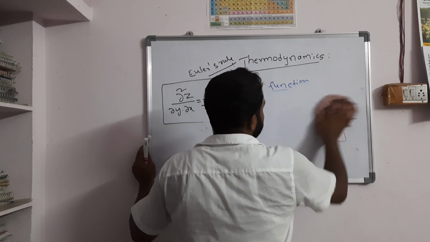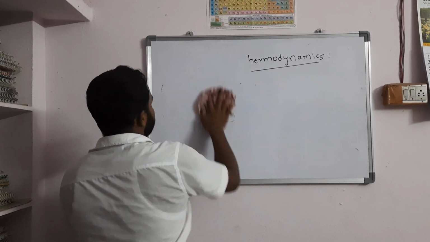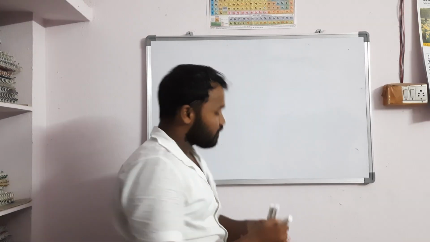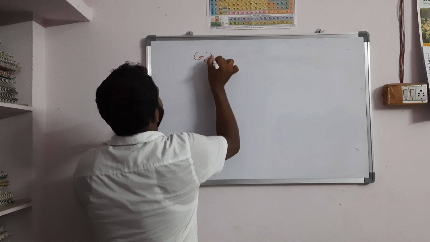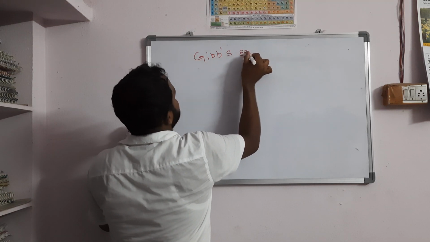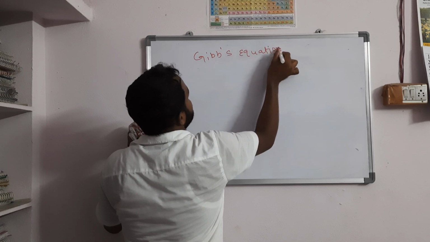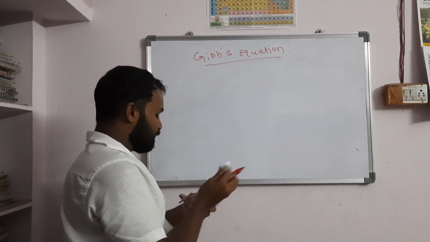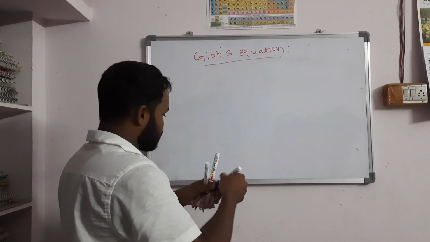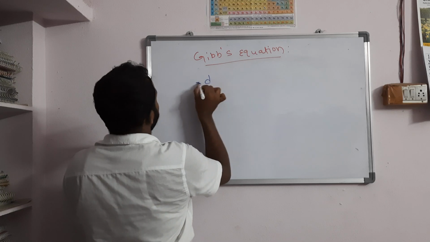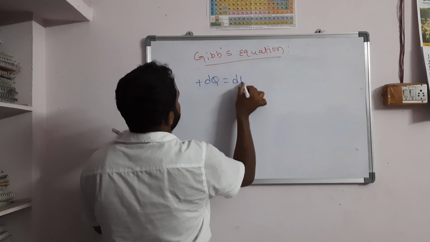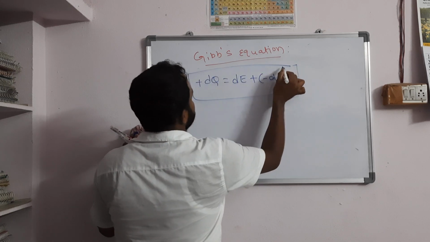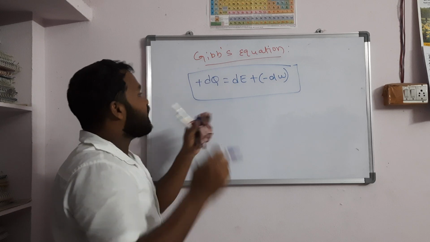So first, Gibbs equations in closed system, or Gibbs relations in closed system. So what does it mean? We have the first law of thermodynamics, right? What is meant by first law of thermodynamics? Plus dq is equal to dE plus or minus dw. That means dq is equal to dE plus or minus dw.